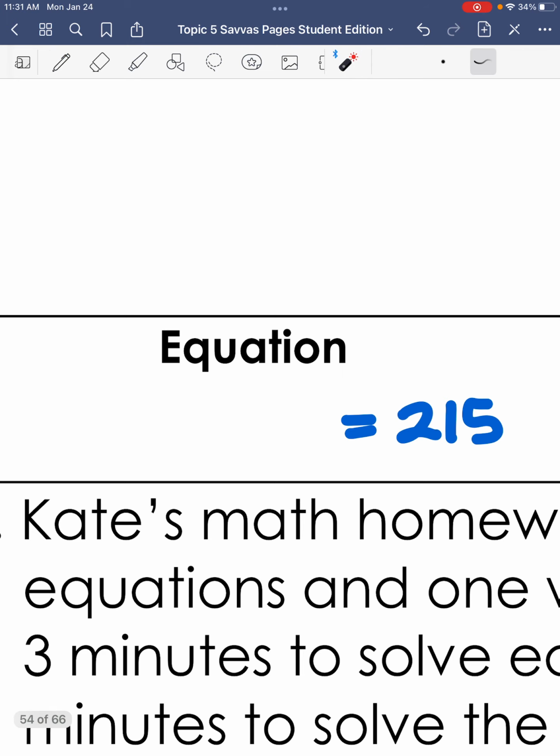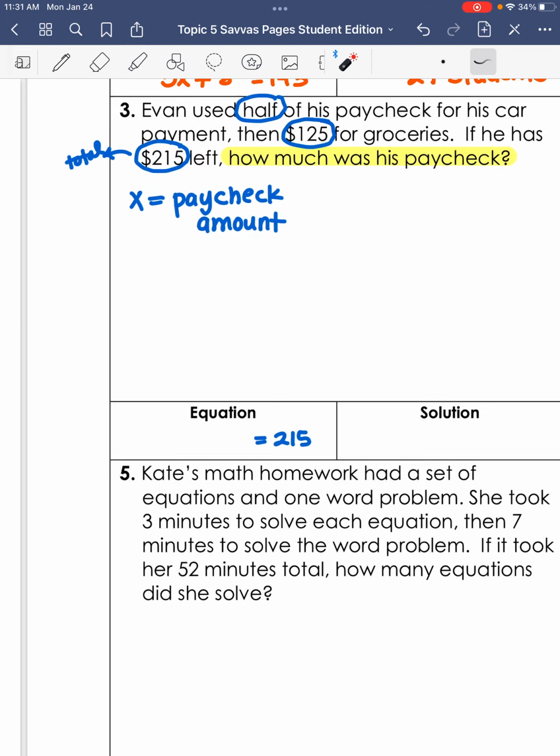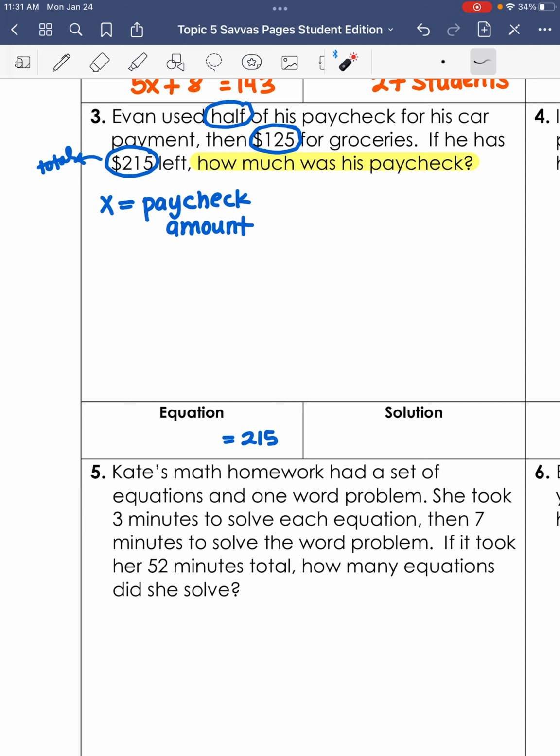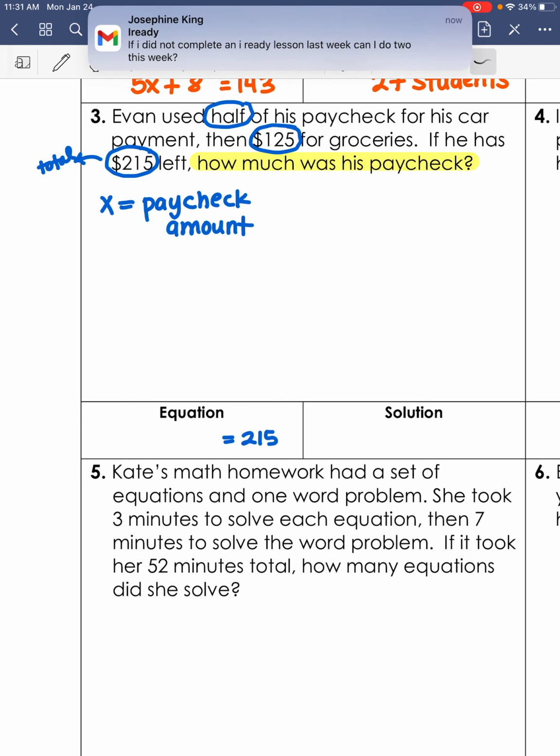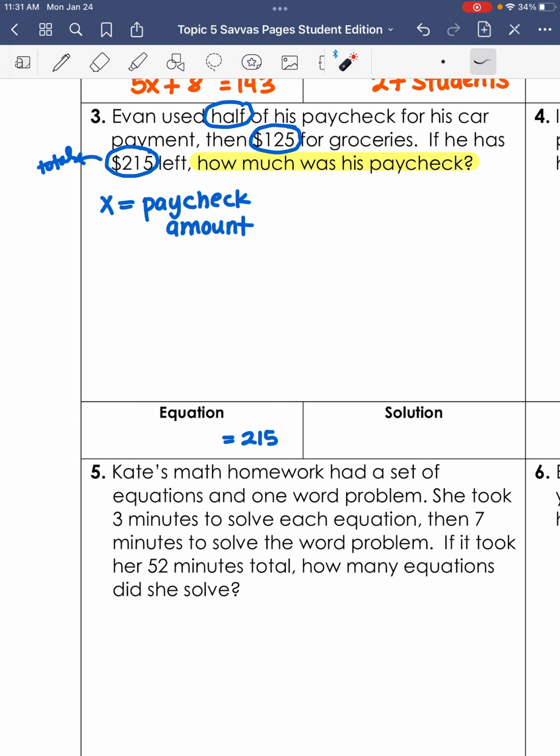So I'm just trying to figure out what goes on the other side. Okay, well, I've got half and 125. Okay, so can we agree that he's taking his whole paycheck and using it for certain things? I think we can agree on that. And he's starting with half of his paycheck that he's using for his car payment. So how do I represent half of his paycheck? Well, there's a couple different ways I could do that. Remember, half could be 0.5, it could be 1/2, or it could be x over 2, where x represents his paycheck. So it doesn't matter which one you do.